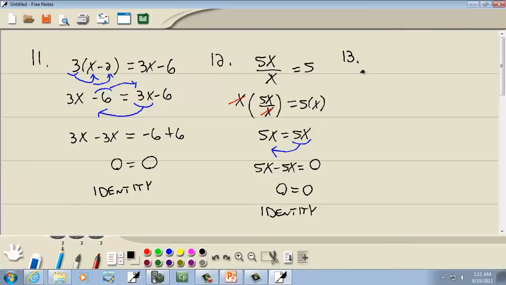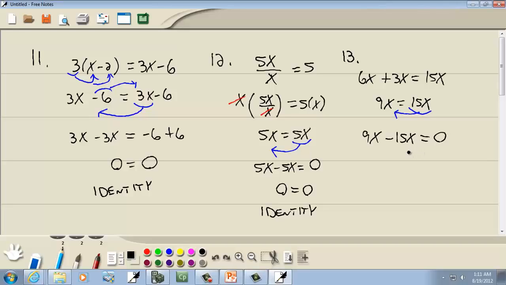Okay. So we got number 13. We got 6x plus 3x equals 15x. At any step, combine together like terms. 6x plus 3x is 9x. First step, get rid of parentheses. Don't have any. Second step, get rid of fractions. Don't have any. Third step, get everything with an x on one side, numbers on the other. So I'll take 15x over to the left side. So we got 9x minus 15x. Again, remember when you take anything across your equals, your sign changes. Combine together like terms at any step. 9x minus 15x is negative 6x.